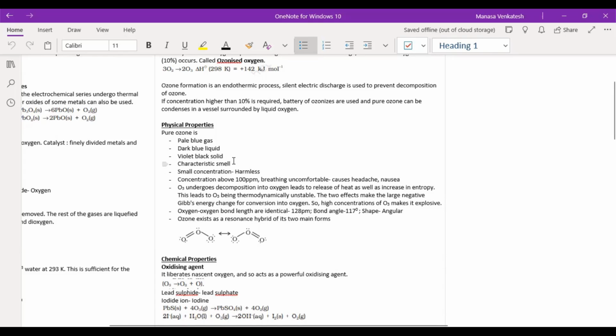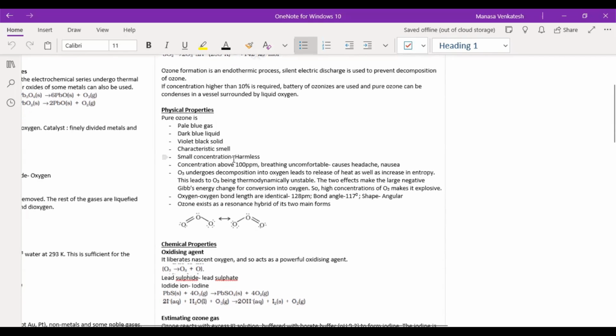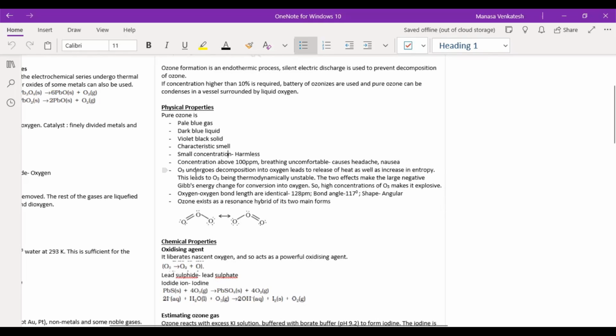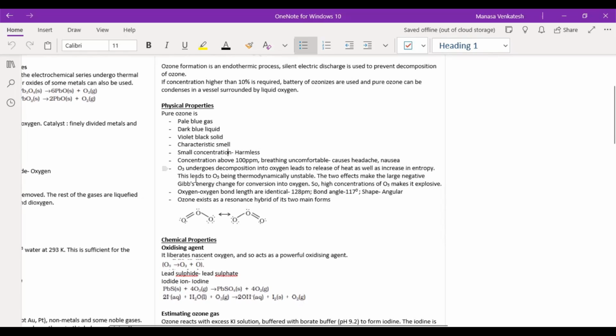Even ozone has a characteristic odor. At small concentrations it is actually quite harmless, but at higher concentrations, that is 100 parts per million, it's very uncomfortable and causes headache, nausea, etc. So basically the O3, that is ozone, undergoes decomposition into oxygen. And this means that ozone is actually unstable.